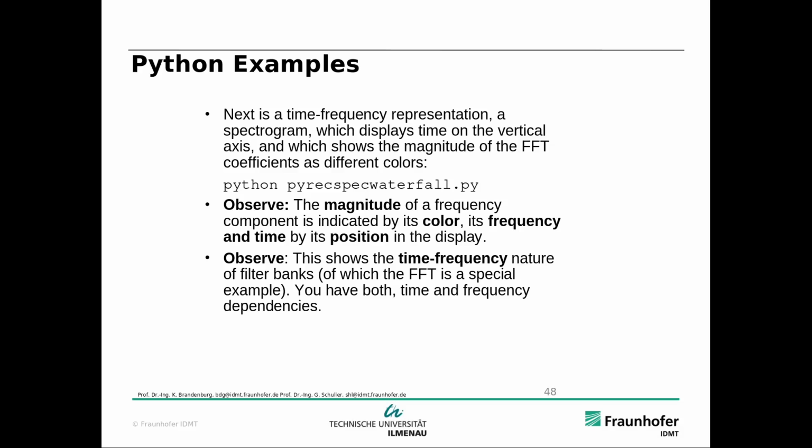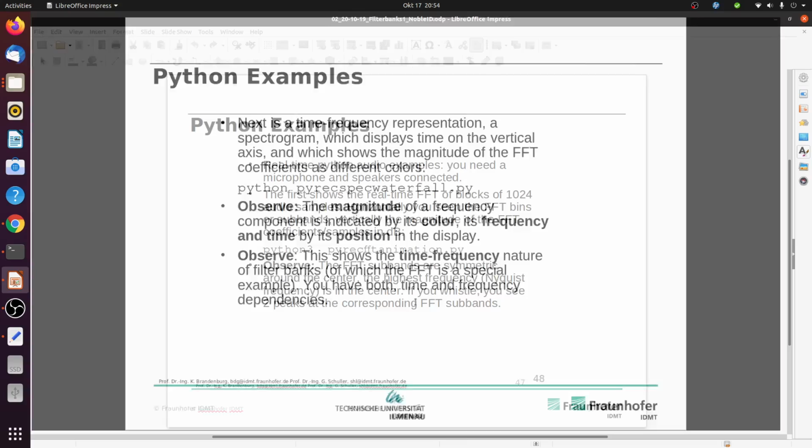And then you have one horizontal line for each block, for each time instant. So that means here the magnitude of a frequency component is indicated by its color, its frequency and time by its position. So again, horizontally is frequency, vertically here is the time. So this shows the time frequency nature of filter banks, because you have both. You have frequency, you have time in the form of block index. And FFT is a special example of it. So you have both time and frequency dependencies.